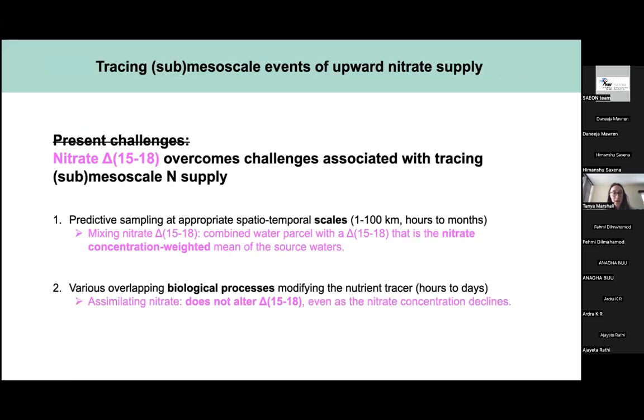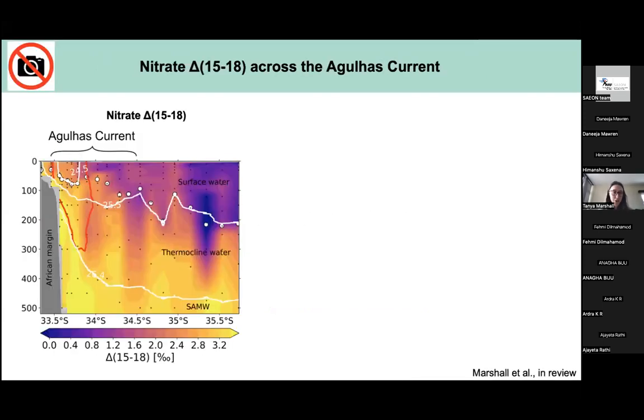Okay, so I just want to make this point again. We can overcome the challenges that I identified. So if you were to upwell deep nitrate into a low nutrient surface water, the delta 15-18 will record the source of the nitrogen or of the nitrate that was supplied, even as phytoplankton assimilation draws down the nitrate to near 0 concentrations. You will still be able to record the source of that nitrate. So I'm going to show you the data to convince you.